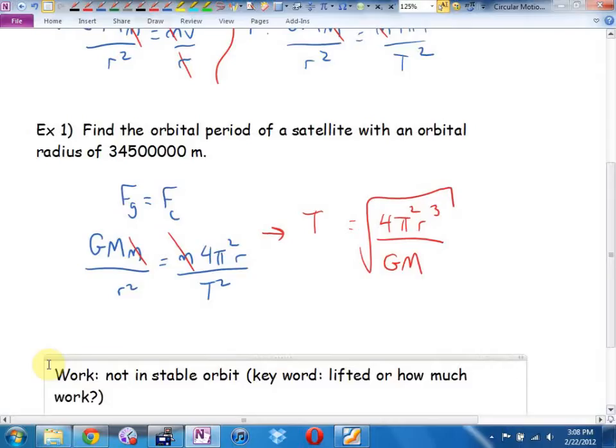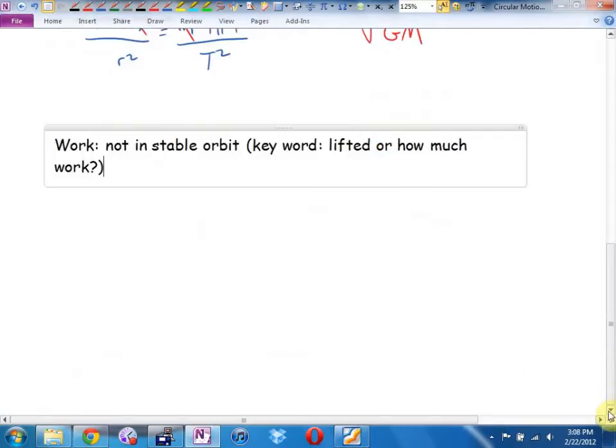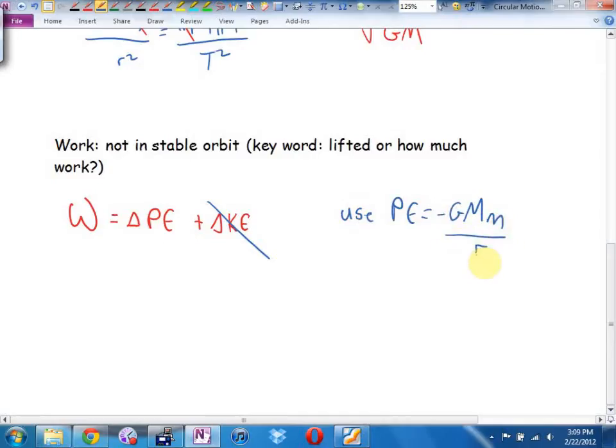Okay, doesn't mention orbit. So if we're doing a work question and we're not in stable orbit, work equals the change in potential. Work is always the change in potential plus the change in kinetic, but usually if we're lifting you into orbit, what we're implying is you started and ended at rest. Can I use mgh here? No, got to use the cosmic one, right? Use potential energy equals negative big G, big M, little m over R.